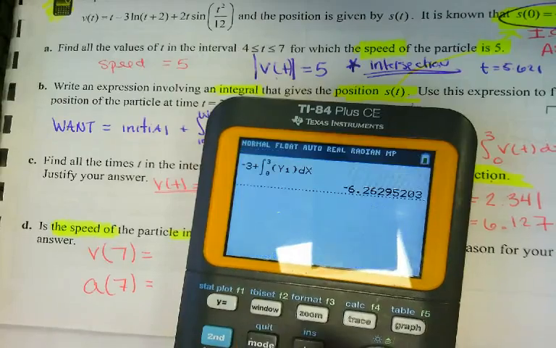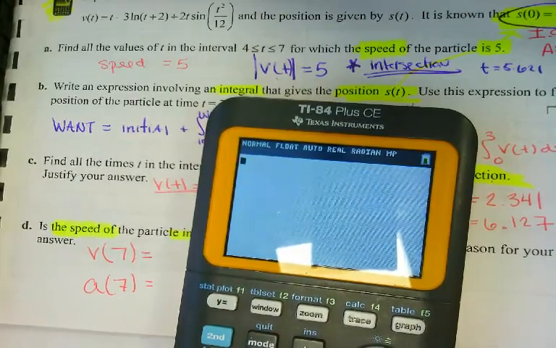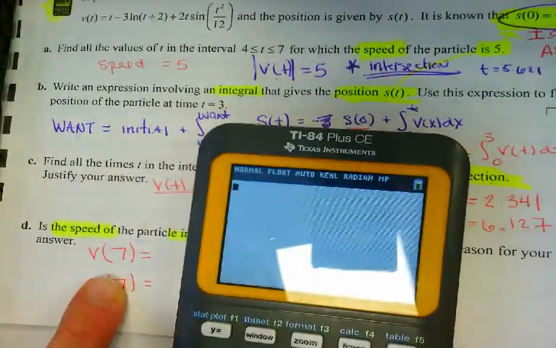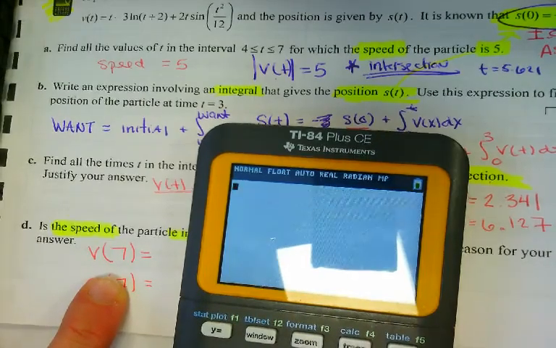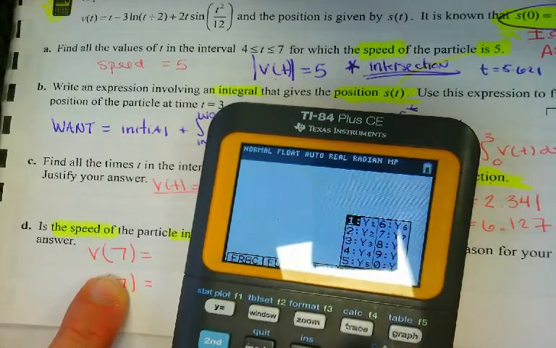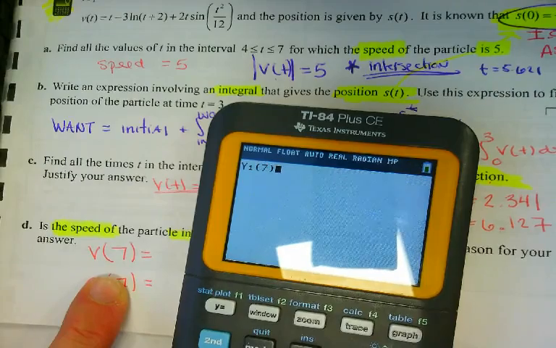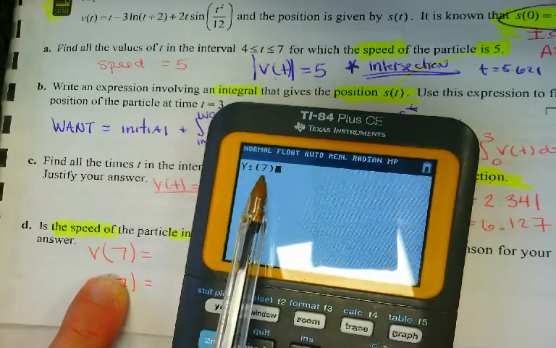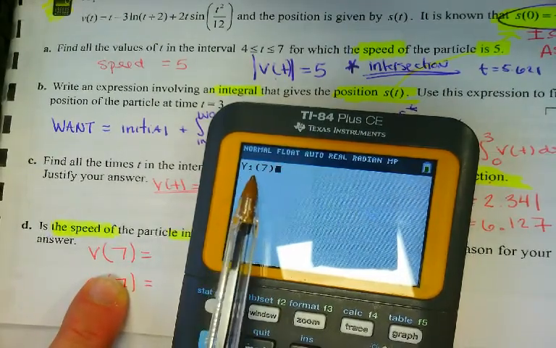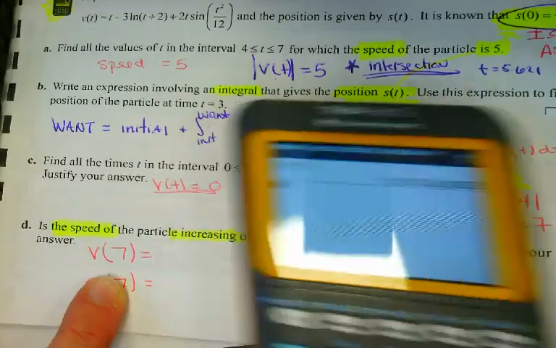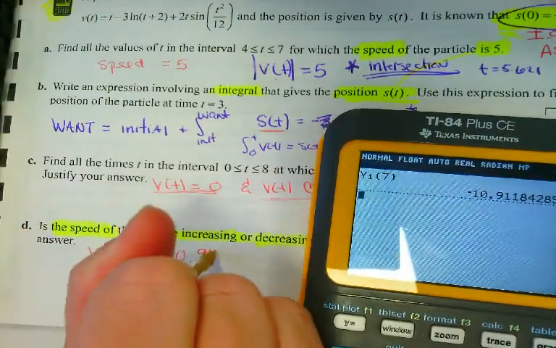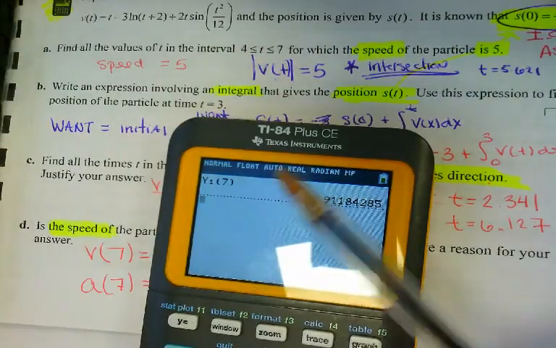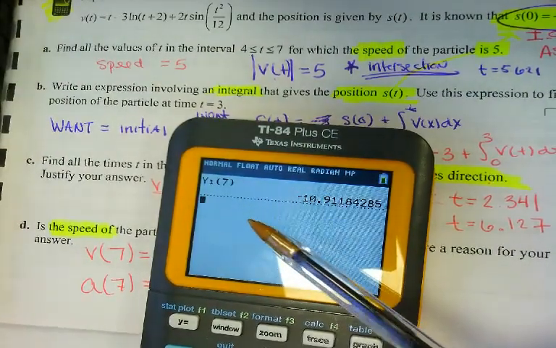Now I'm going to do that on my home screen. I'm going to go back to the home screen. Now my velocity function is already in what? y1. So I just need y1 of 7. Okay, that's like saying velocity of 7. I'm pulling up y1, and then make sure you do of 7. I'm getting negative 10.912. And again, make sure you're doing it on your own so you can do it for the homework.